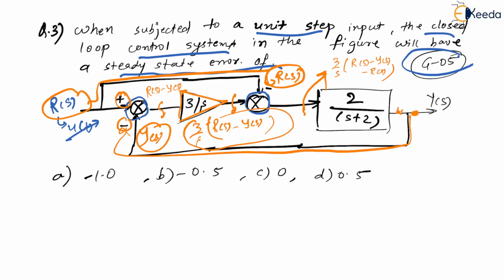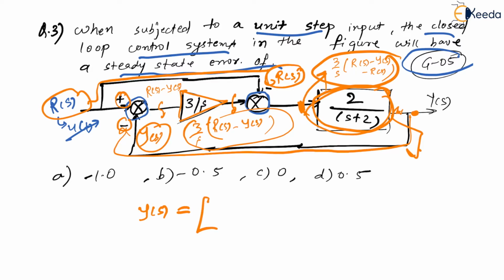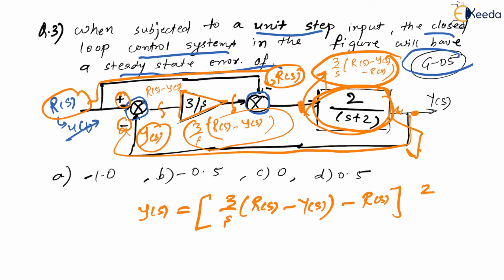Now what happens at the end? At the end here, what do you get here? Here at the end you get the same Y of s. Is that correct? So I can say, what is your Y of s here? So Y of s which is there will be nothing but equal to what? This signal multiplied by this block. This signal which is there here multiplied by this block, right? So it becomes 3 by s into R of s minus Y of s minus R of s into 2 upon s plus 2. Is that correct?